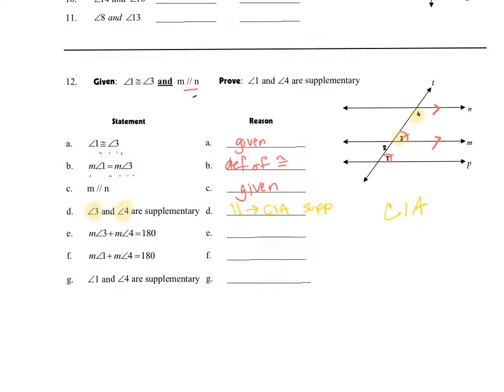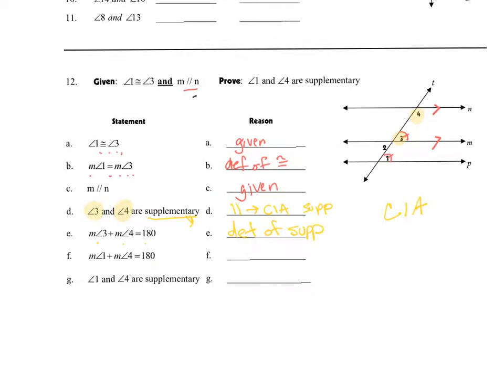Okay. We're then going to look at the next line here, and it uses that supplementary to tell us that the measures of angle 3 and angle 4 add up to 180. And that's us using the definition of supplementary, that the measures of those angles equal 180.